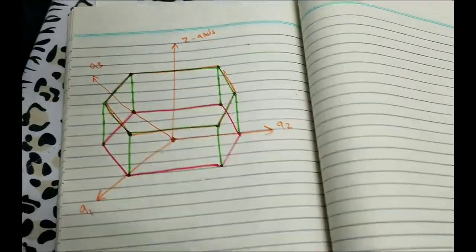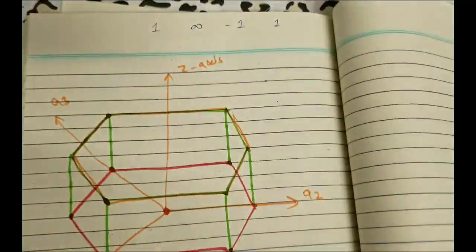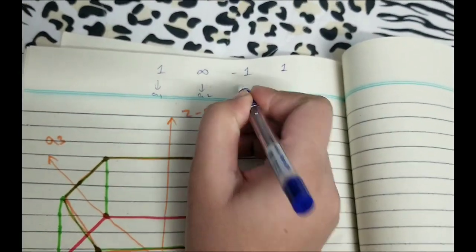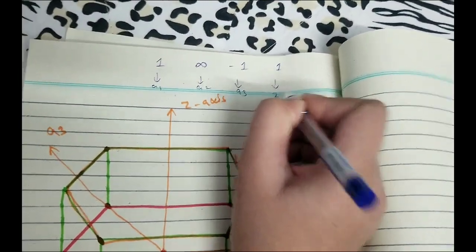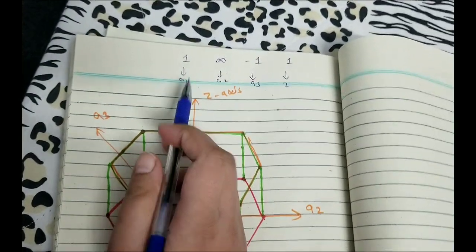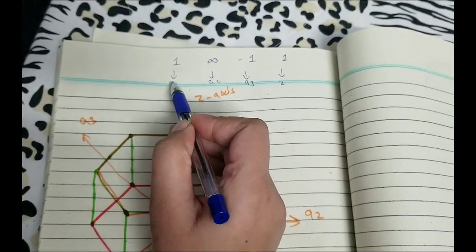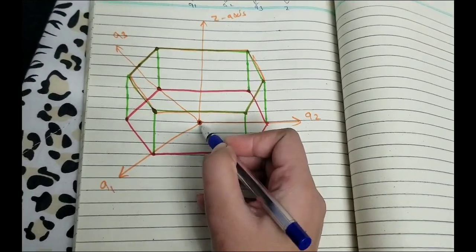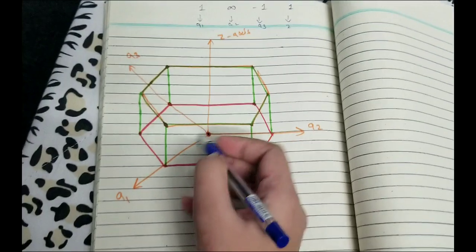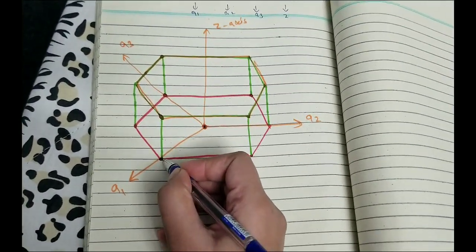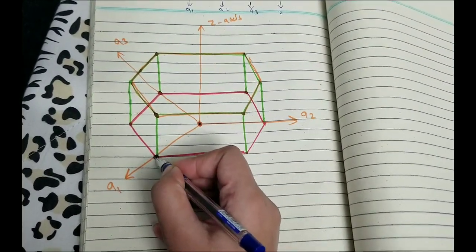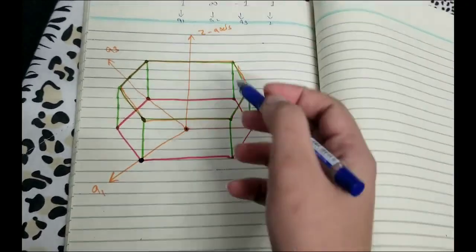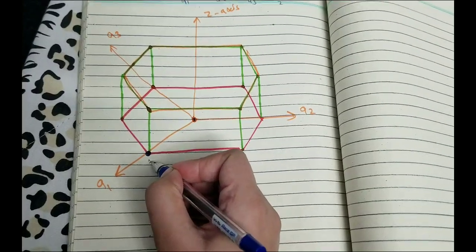Now we need to draw the plane, and these were the intercepts for the plane. Consider the non-infinity ones here. The A1 intercept is 1, so starting from origin, 1 unit along A1 is this point, the other corner of the unit cell along A1. This is one point on the plane. Okay, you will draw it like that.